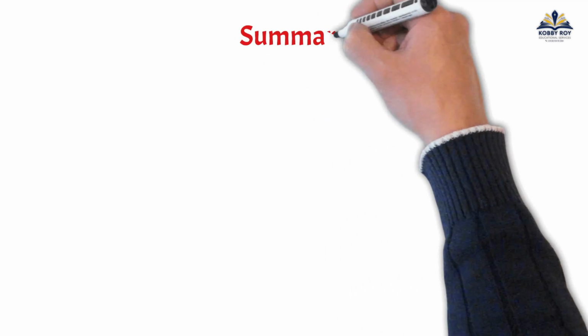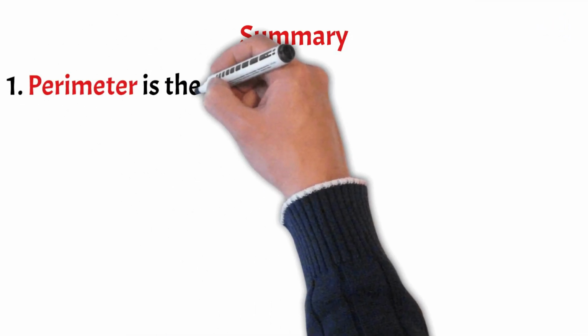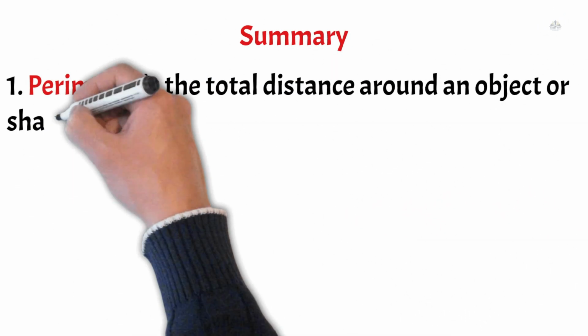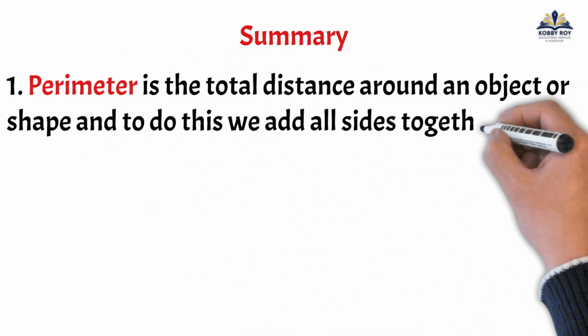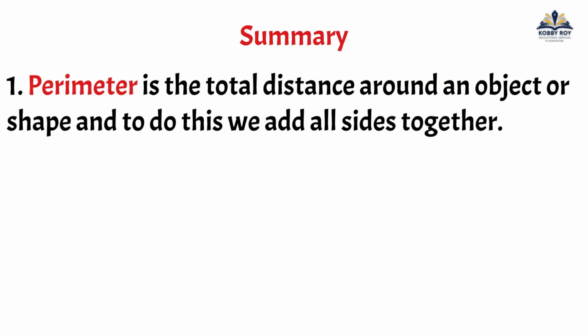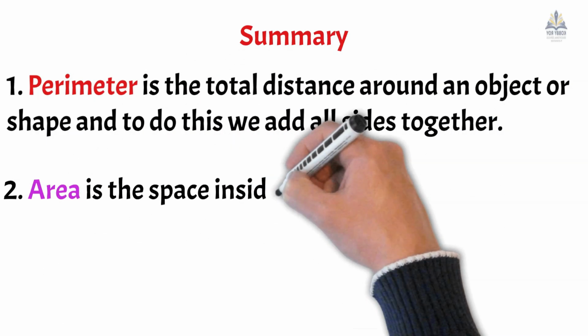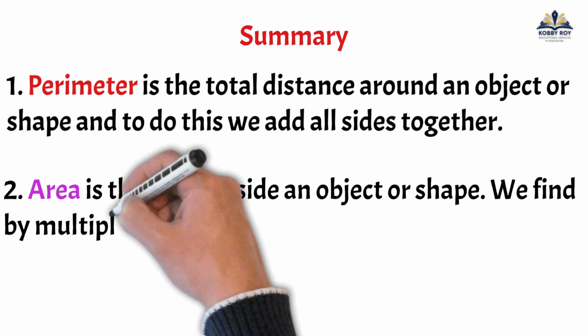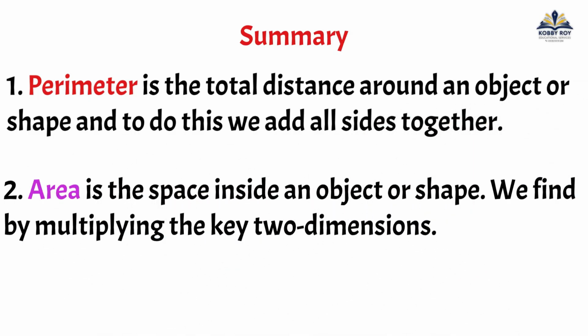So, let's bring our adventure together with a quick review. So remember, perimeter is the total distance around an object or shape, and to do this, we add all sides together. Area is the space inside an object or shape. We find it by multiplying the key two dimensions.